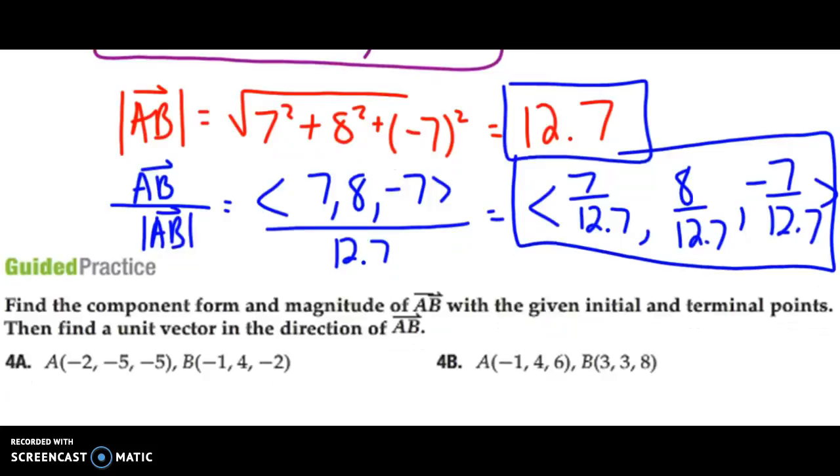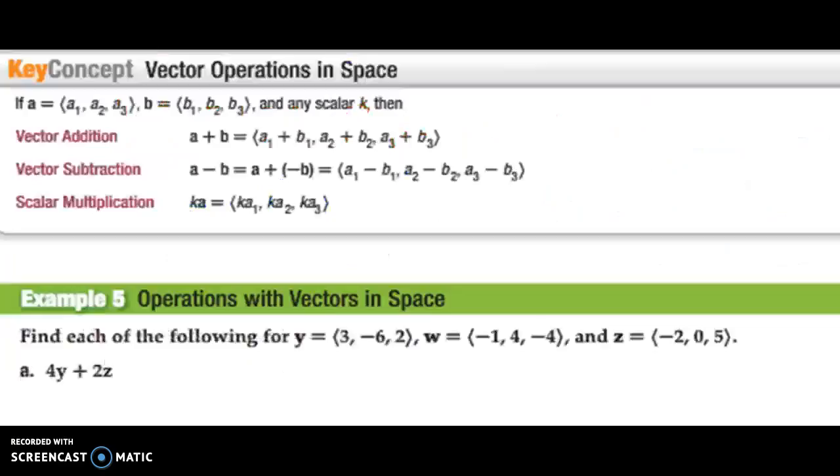Here's a couple guided practice if you want to try these. Start with the terminal point minus the initial point to find your components. Find the magnitude, then unit vector.